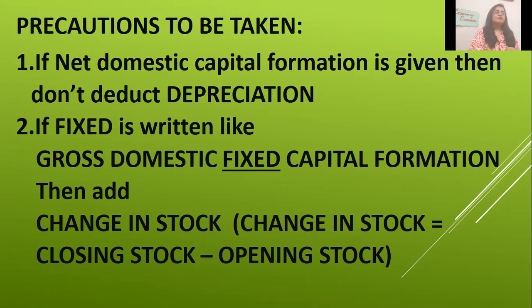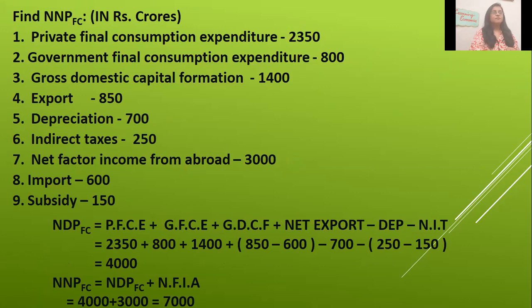Now see the numerical. First, don't see the calculation part, just see the above part. It is written: find NNPFC, net national product at factor cost. Private final consumption expenditure is given 2,350. Government final consumption expenditure is given 800. Gross domestic capital formation is given 1,400. Export is given 850. Depreciation is given 700. Indirect taxes 250. Net factor income from abroad 3,000. Import 600, and subsidy 150.